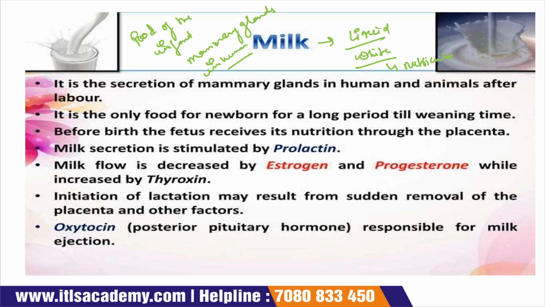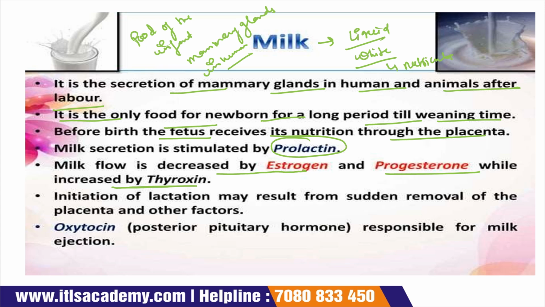Now see what is written in the slide. It is the secretion of the mammary glands in humans and animals after labor. It is the only food for the newborn for a long period till weaning time. Before birth, the fetus receives its nutrition through the placenta. Then milk secretion is stimulated by prolactin. Milk flow is decreased by estrogen and progesterone while increased by thyroxine.